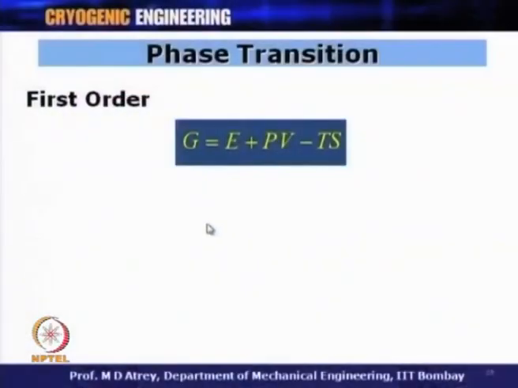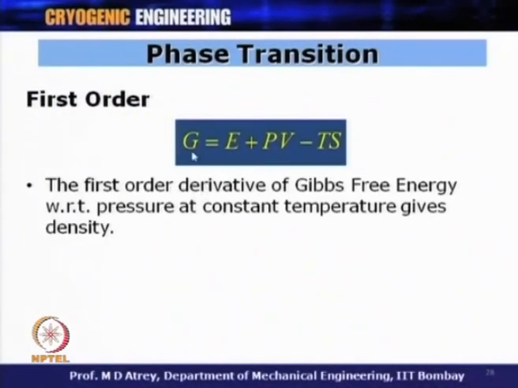Now, when I talk about phase transition, we have a first order phase transition and we have a second order phase transition also. This is the equation which talks about Gibbs free energy. In thermodynamics, for any reaction, the Gibbs free energy is given by some internal energy E, plus PV, the pressure and volume terms, and then minus Ts. So, G is equal to E plus PV minus Ts. This is a very standard equation which comes from the Gibbs free energy.